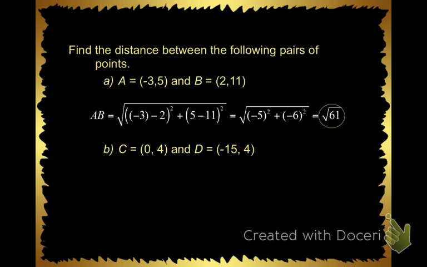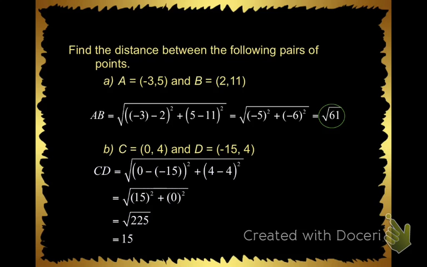For part B, points C and D, we're going to take the square root of the x-coordinate difference squared, 0 minus -15 squared, plus the difference in their y-coordinates squared, so 4 minus 4. 15 squared is 225. 0 squared is 0. The square root of 225 is 15.